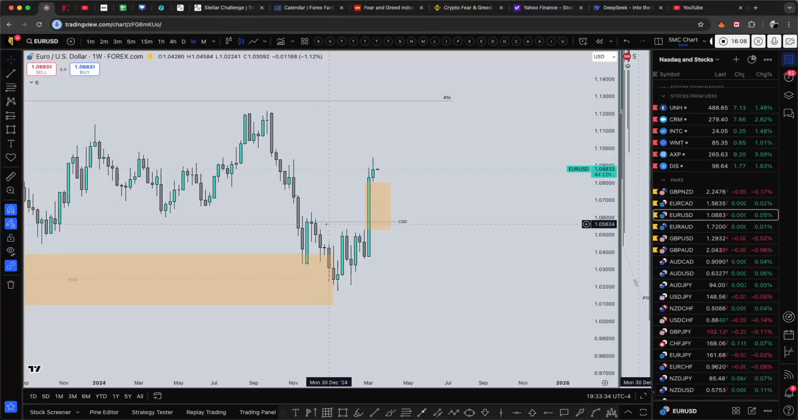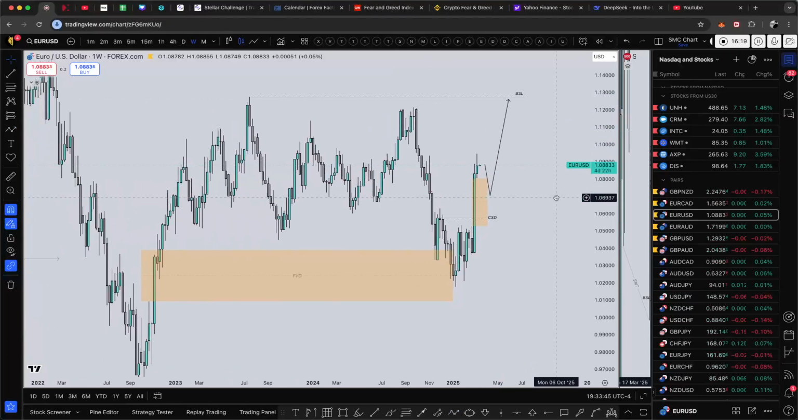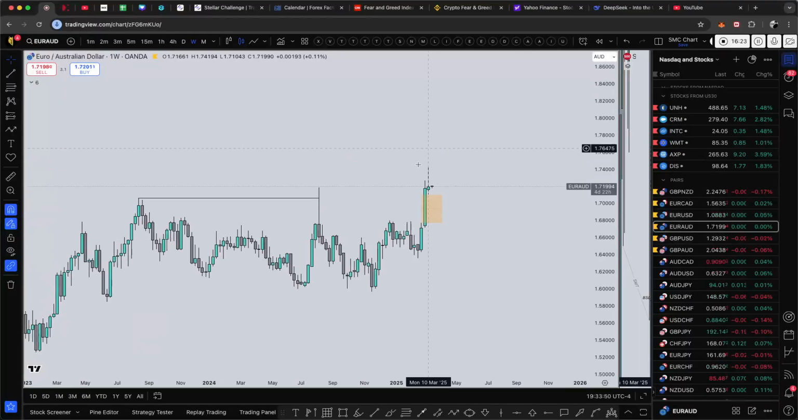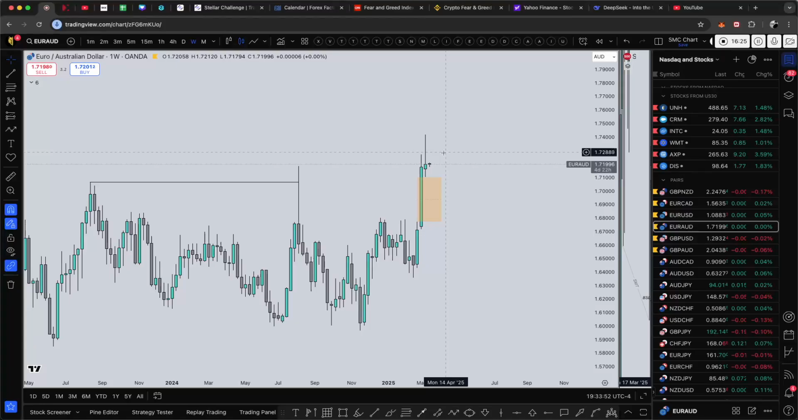We already have a change in the state of delivery on the weekly, right? So it's probably going to be pulling back, and from here we could maybe swing all the way up, right? All the way up there if you want to swing it. But that's what it's looking like. Euro USD.